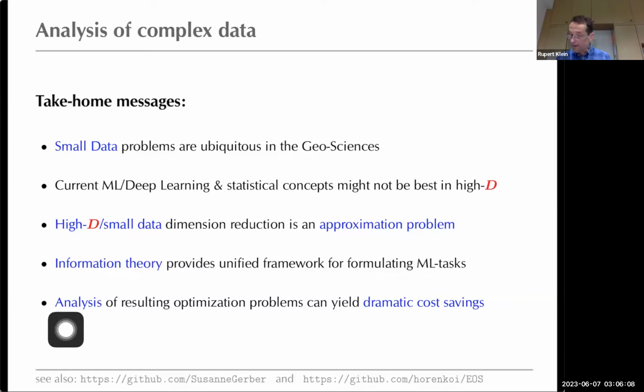And then scrutinizing analysis of the resulting optimization problem can actually help dramatically in saving costs, and not only compute time, but also energy in feeding the computers, which is becoming a non-trivial issue nowadays, where everybody is launching deep neural networks that gobble up compute time like crazy all the time.